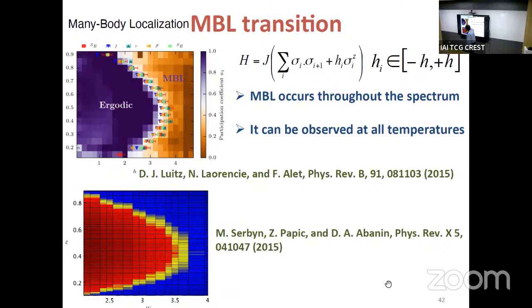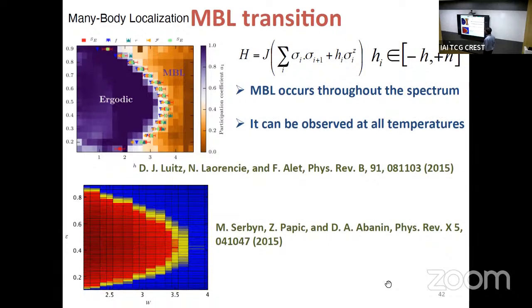So this is going up in energy in the vertical direction. This is a localization throughout the spectrum. It is not a localization in the ground state. This is not a ground state phase transition or thermal state phase transition alone. This is a phase transition of every eigenstate, only that the critical disorder becomes larger in the middle of the spectrum. So this is what is known.